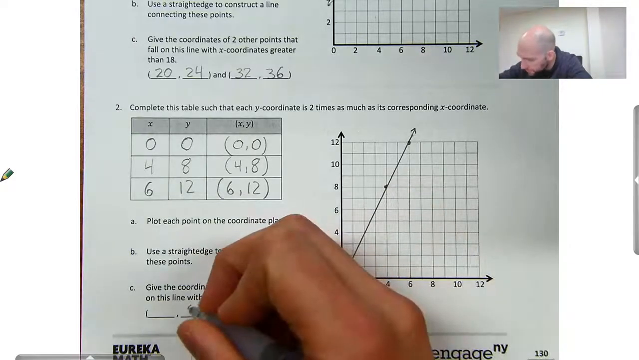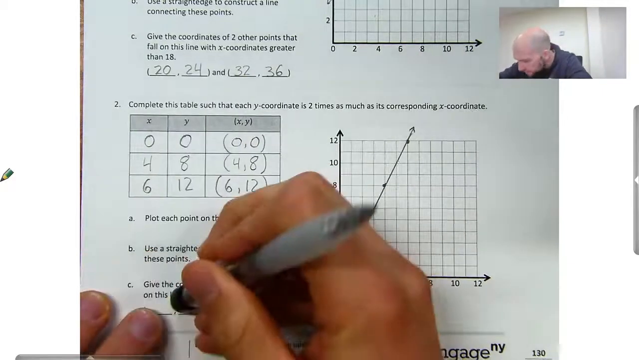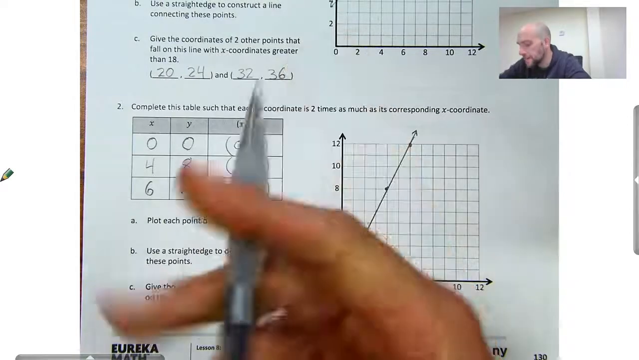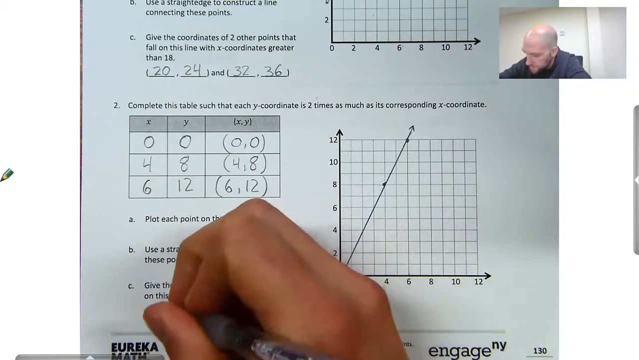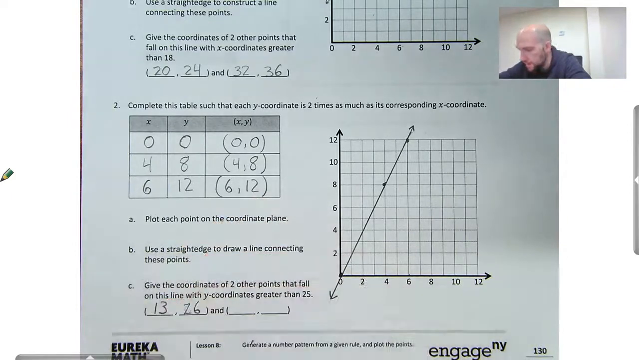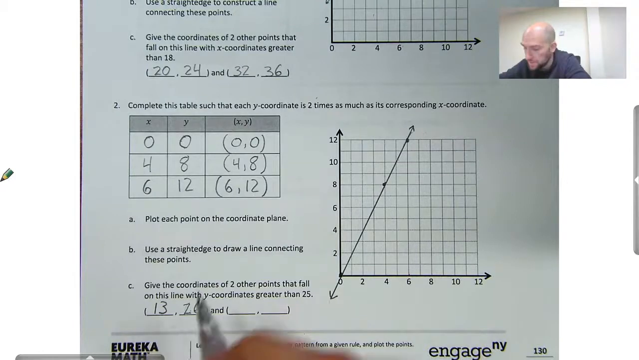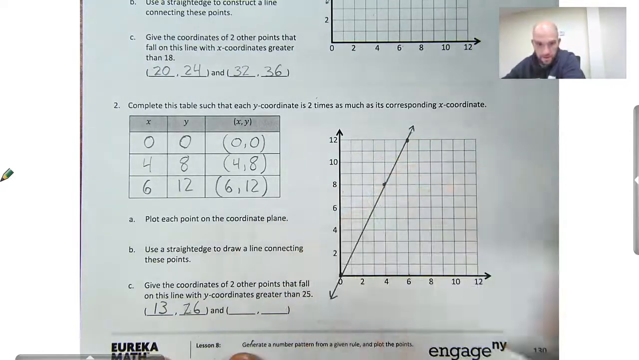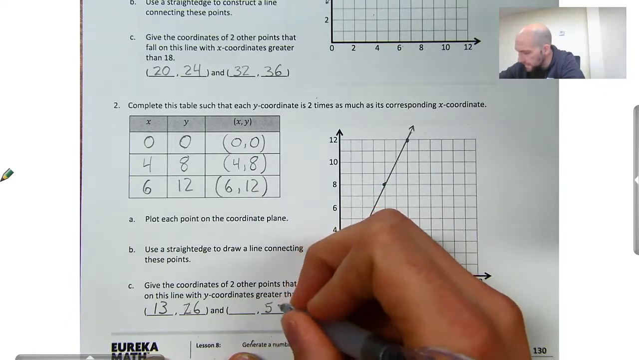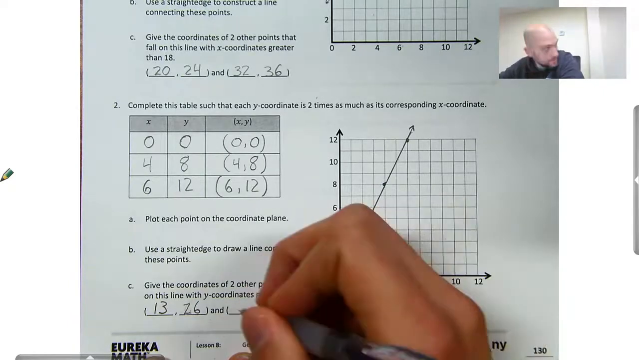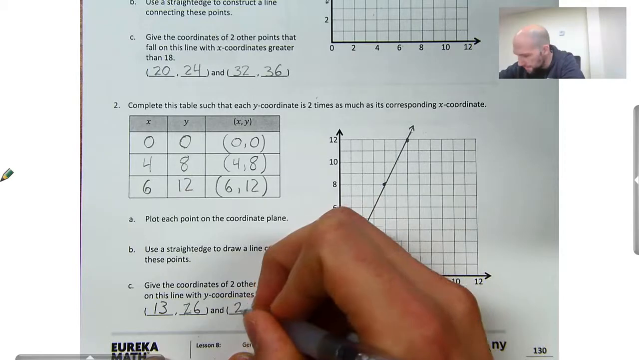Let's do 26 as our first one. So if our y value is 26, our x value will be half that, which will be 13. Our x value times 2, 13 times 2, would give us 26. And then for our second one, let's do 50 as our y value, because we can easily cut that in half and make it 25.